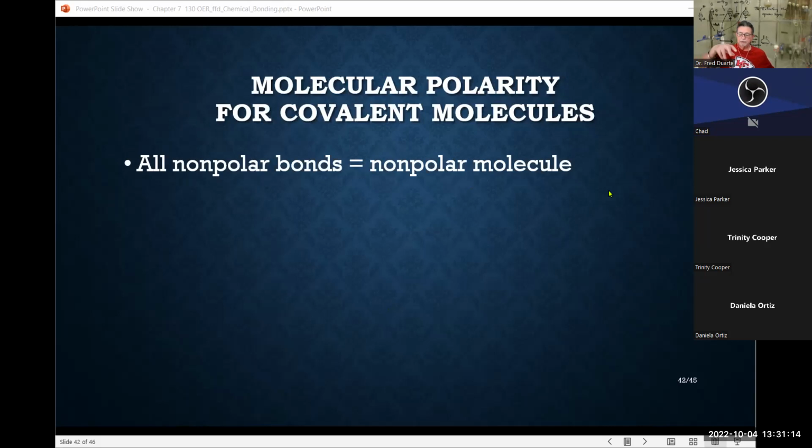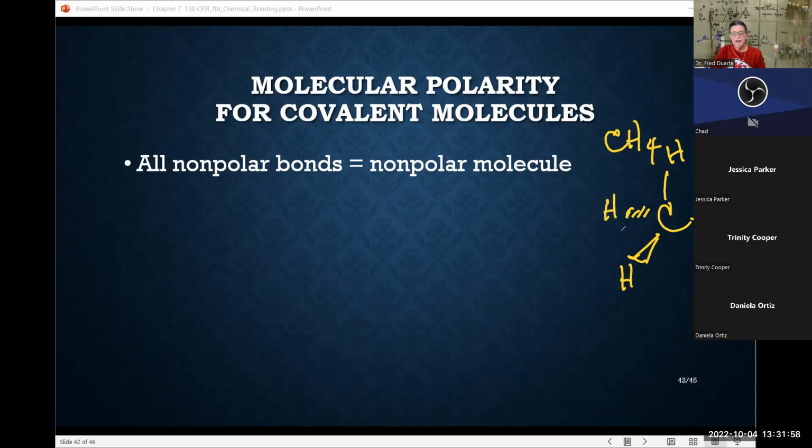All right, so let's jump into molecular polarity for covalent molecules. Okay. When a molecule has all nonpolar bonds, that means that the molecule overall is a nonpolar molecule. An example would be CH4, methane. Okay, when we did the geometry, that's tetrahedral, and you ended up with something that looked like this. And I bring that out for a reason here. But the fact is that all the carbon-hydrogen bonds, there's 4 carbon-hydrogen bonds, they're all nonpolar, okay? Means that the molecule overall has a net nonpolar characteristic, okay?